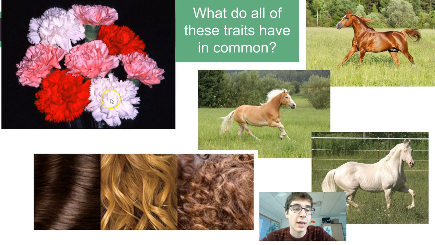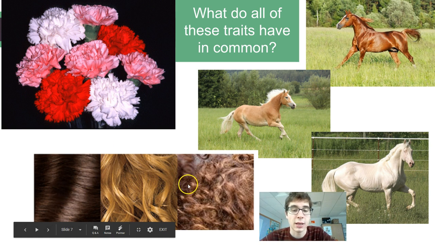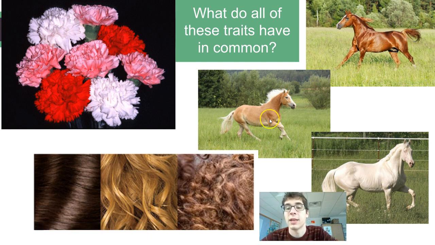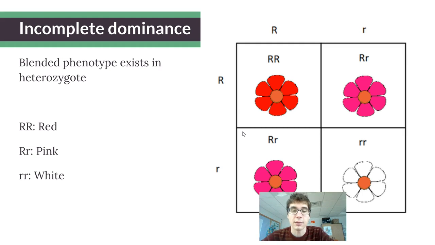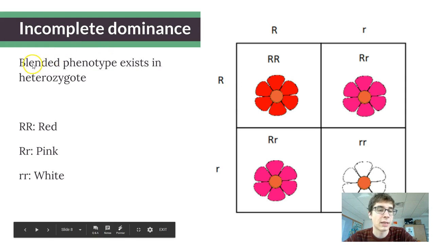So we have white and red. If this was dominant, we would never see this pink color. But this is a different type of dominance, and so the one in between, or the heterozygous, is a blending of the traits. If we blend red and white, we get pink. A blending of the traits with hair, we've got straight and curly. The in-between combination is wavy. Here we've got a white horse and a chestnut horse. The in-between combination is this palomino or tan color. Okay? And in this case, the term for this type of dominance is called incomplete dominance. And that's when we have a blended phenotype in our heterozygote pair.